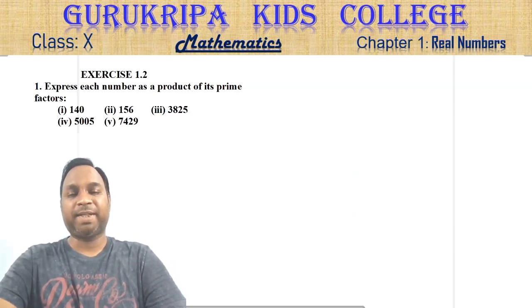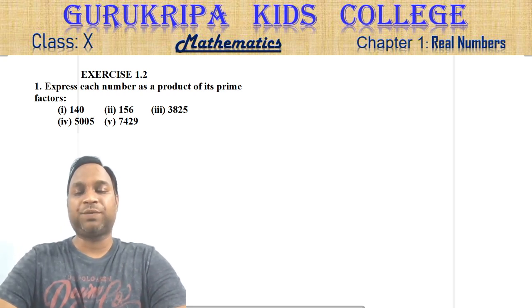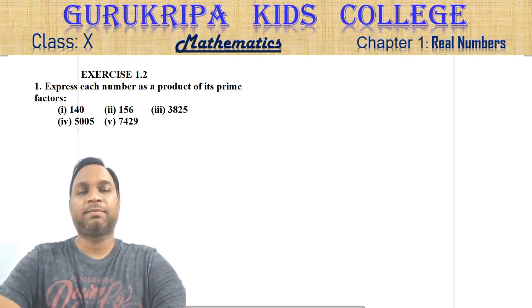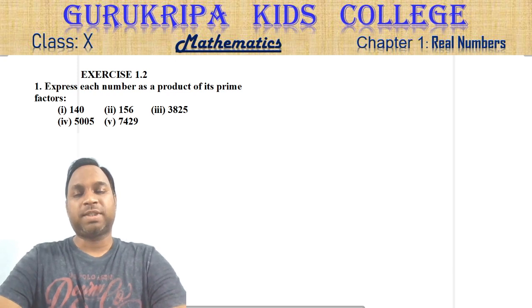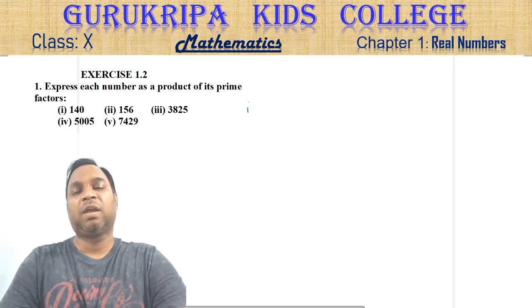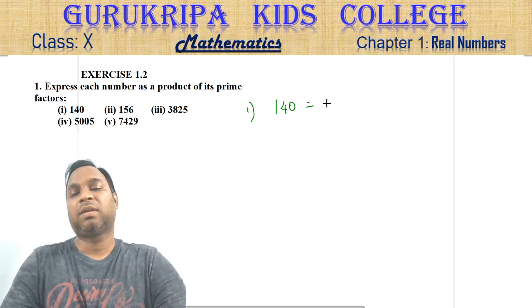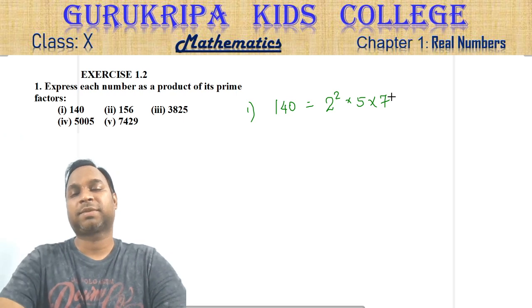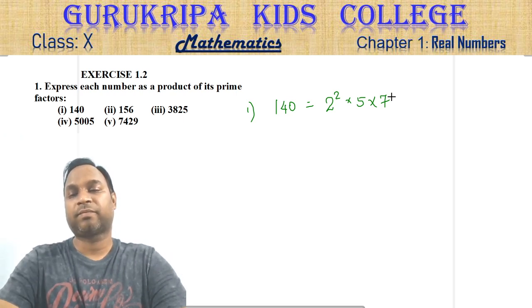Now we will start off with the exercise 1.2 of the NCERT textbook. Questions are very simple over here. Express each number as product of prime factors. 140. What can you write it as? 2 square into 5 into 7. Okay.